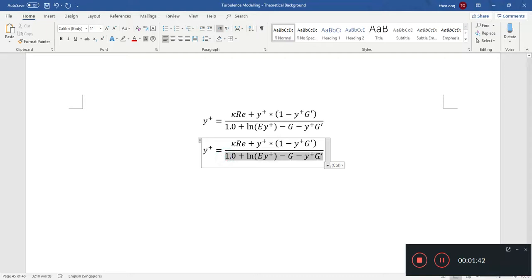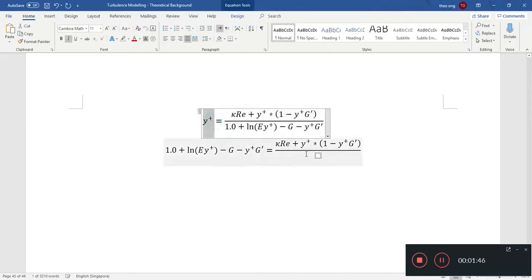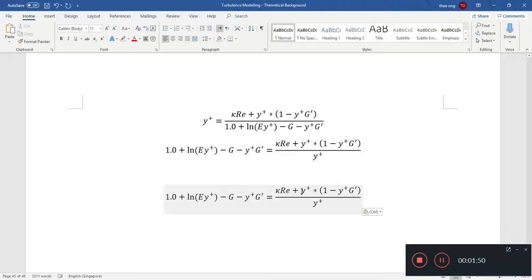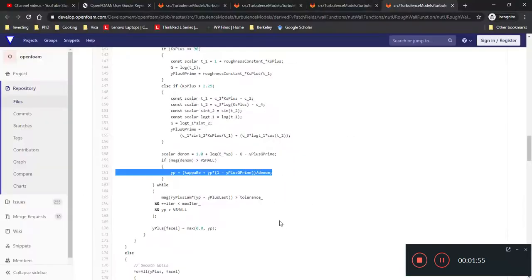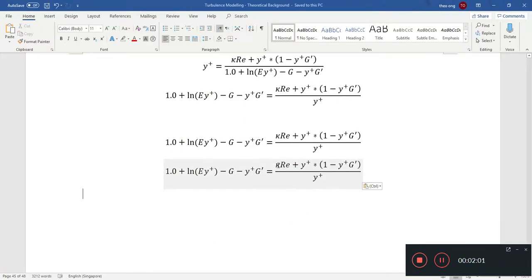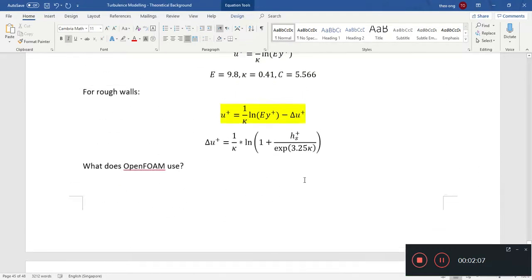So this I'm going to swap here, and this I'm going to swap here. Alright, so let's do term by term. Kappa Reynolds over y plus. If we are familiar with that, then we'll notice straight away that this is actually, from our last calculations, of course, kappa Reynolds over y plus.